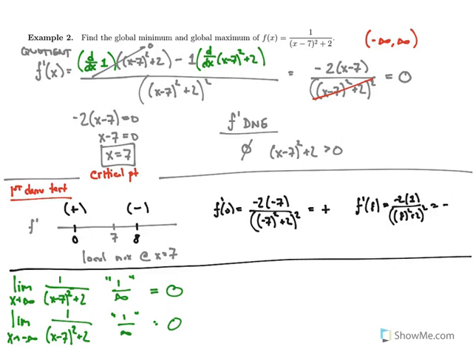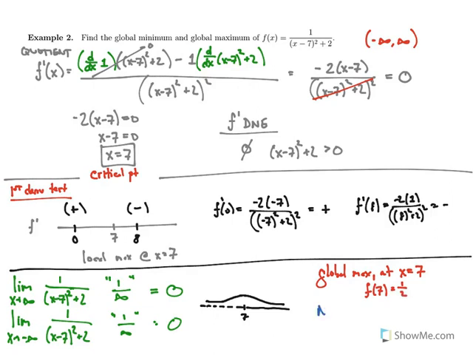So this is going to be an increasing function before 7, decreasing after, and we're going to have our limits both be 0. That's going to tell us that our function is going to look something like this. 7 being the point that we have a max. And this means that we're going to have a global max at x equals 7. And the global max is going to be f of 7, which is 1/2.